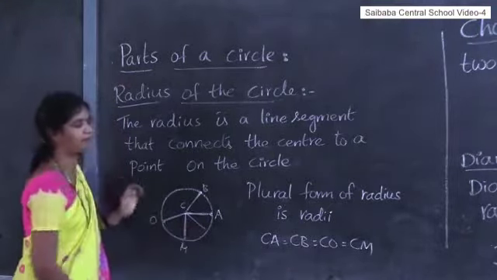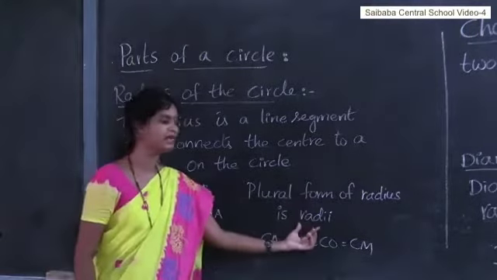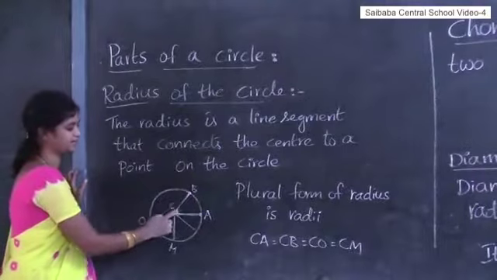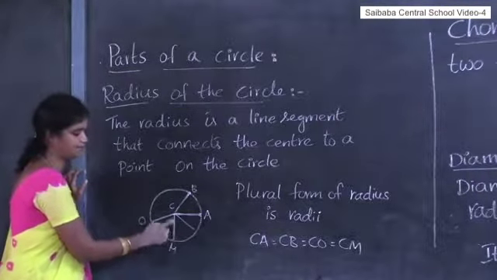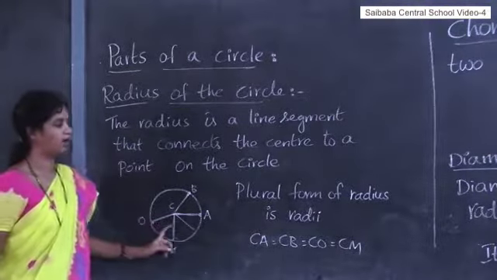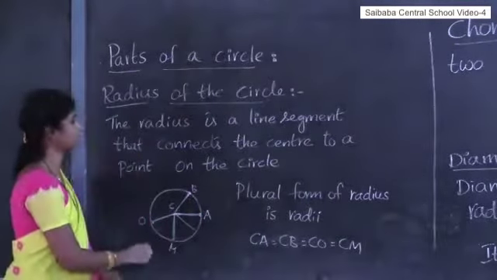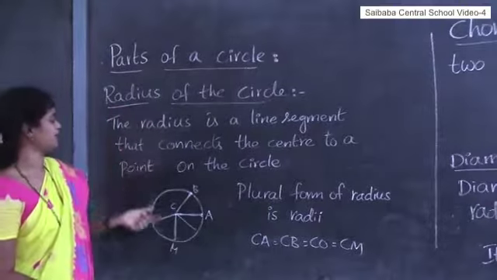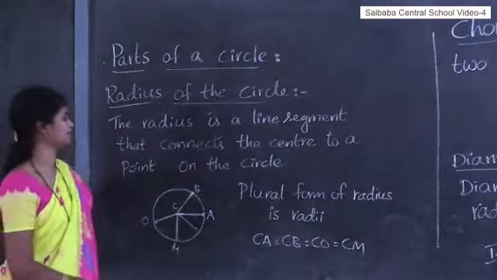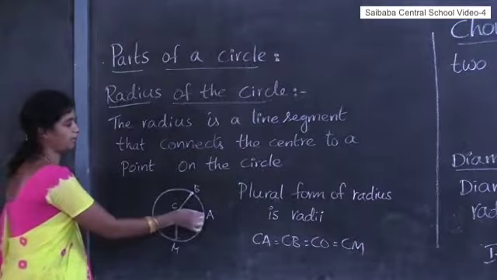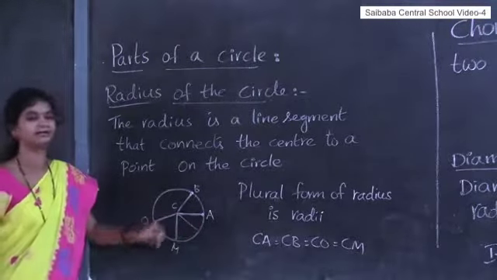The plural form of radius is radii. Here what are the radii? CB, CA, CM, CO. These radii are all equal in measure. So finally, what is the radius? The radius is the line segment that connects the center to a point on the circle.